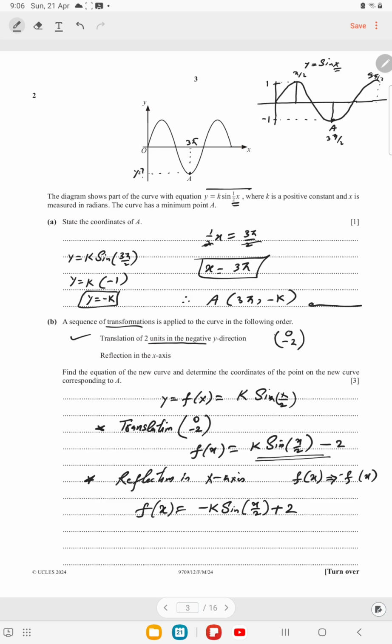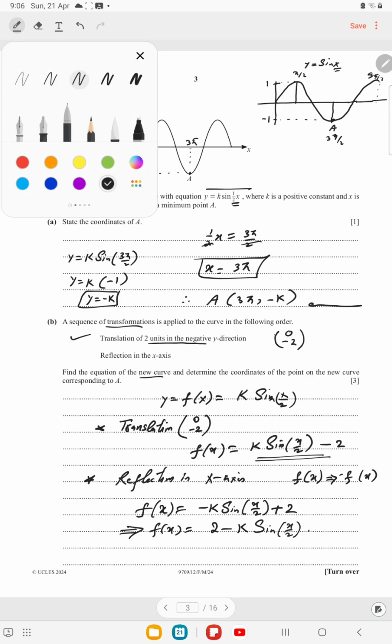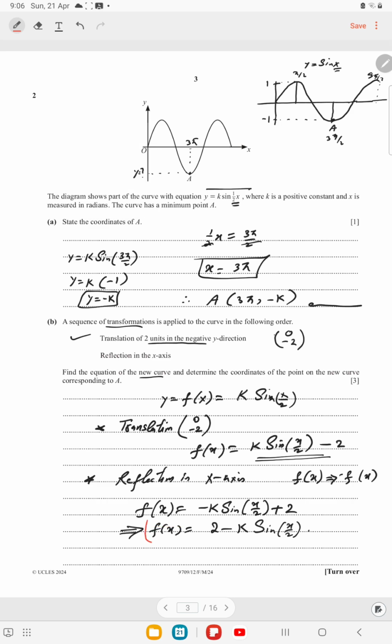For this transformation, I recommend you guys to revise or see my videos on transformation to revise the concepts. Or we can write it as f of x is equal to 2 minus k times sine of x by 2, right? So this is the transformation taken place. Furthermore, find the equation of the new curve. A new curve is this. And let me change the color. New curve is this.